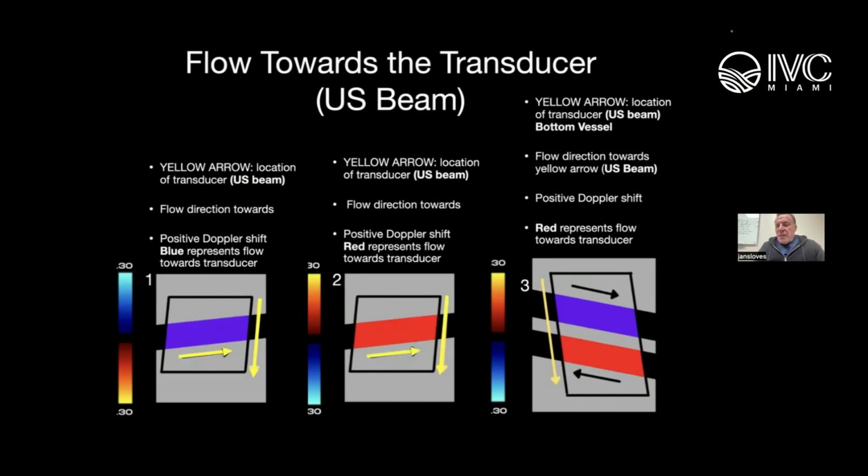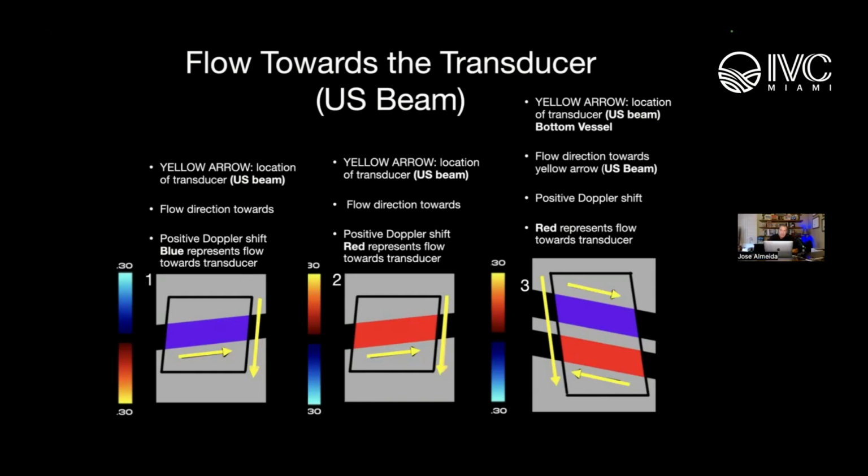Now here we're going to put both in motion. And again, here's your yellow line that represents the beam. And now what we have is blue. Well, I should clarify here, we have red towards the transducer and we have blue going away from the transducer.